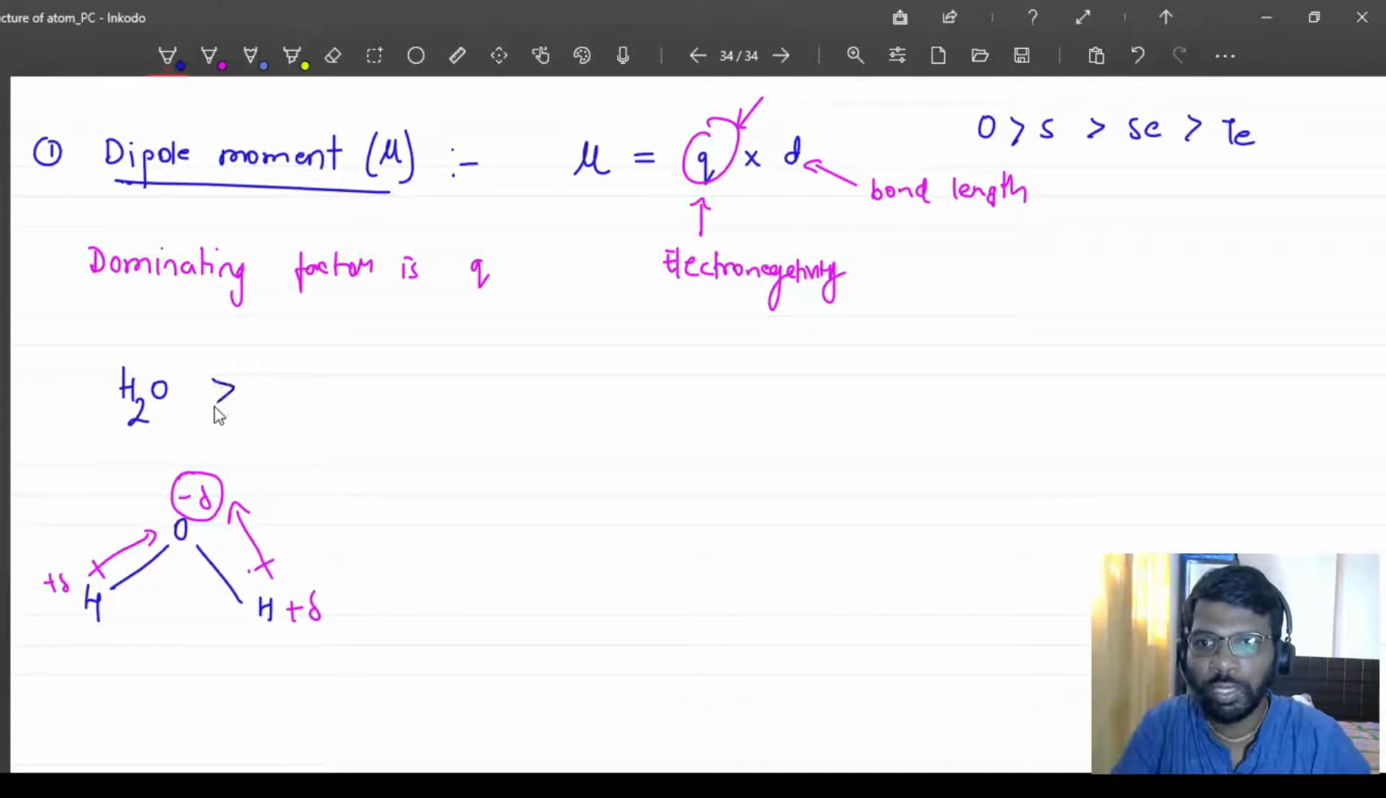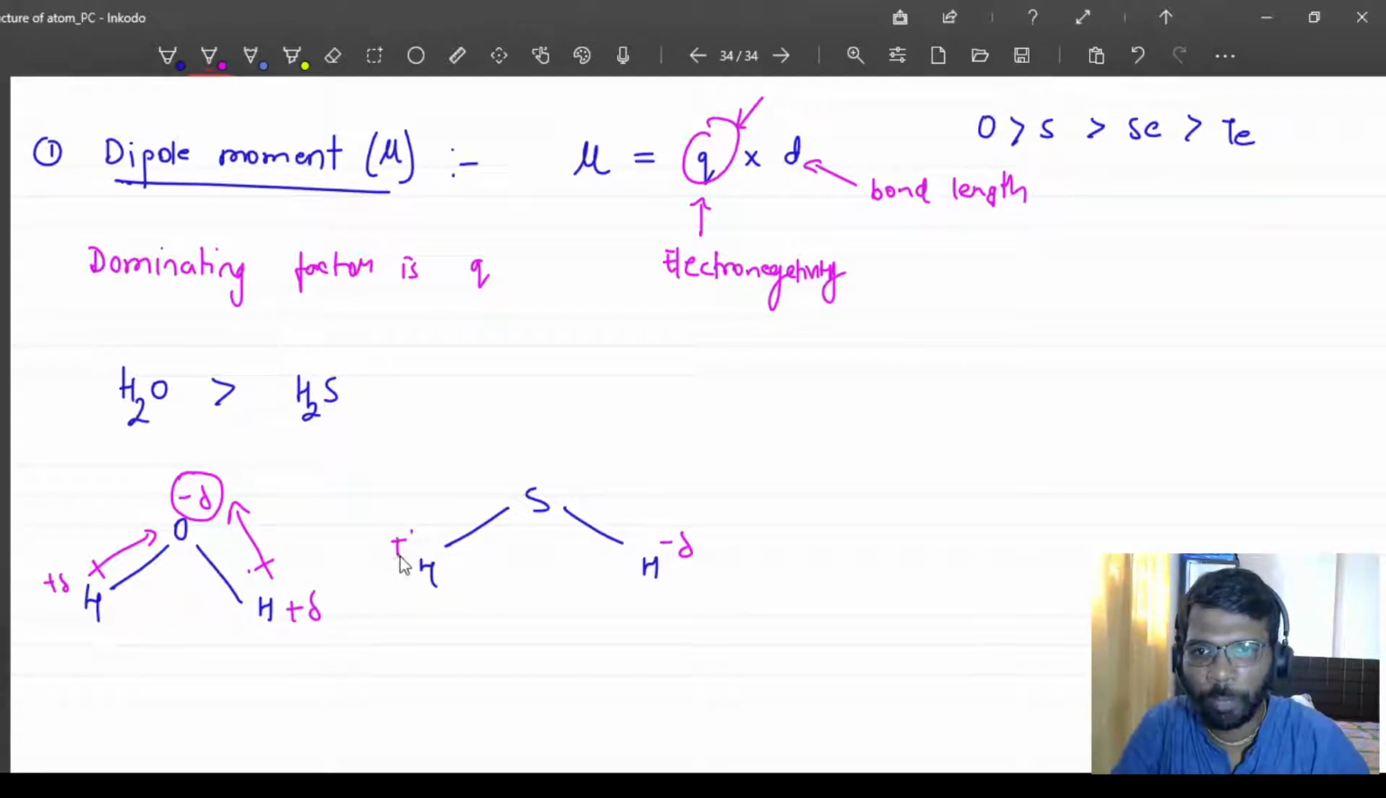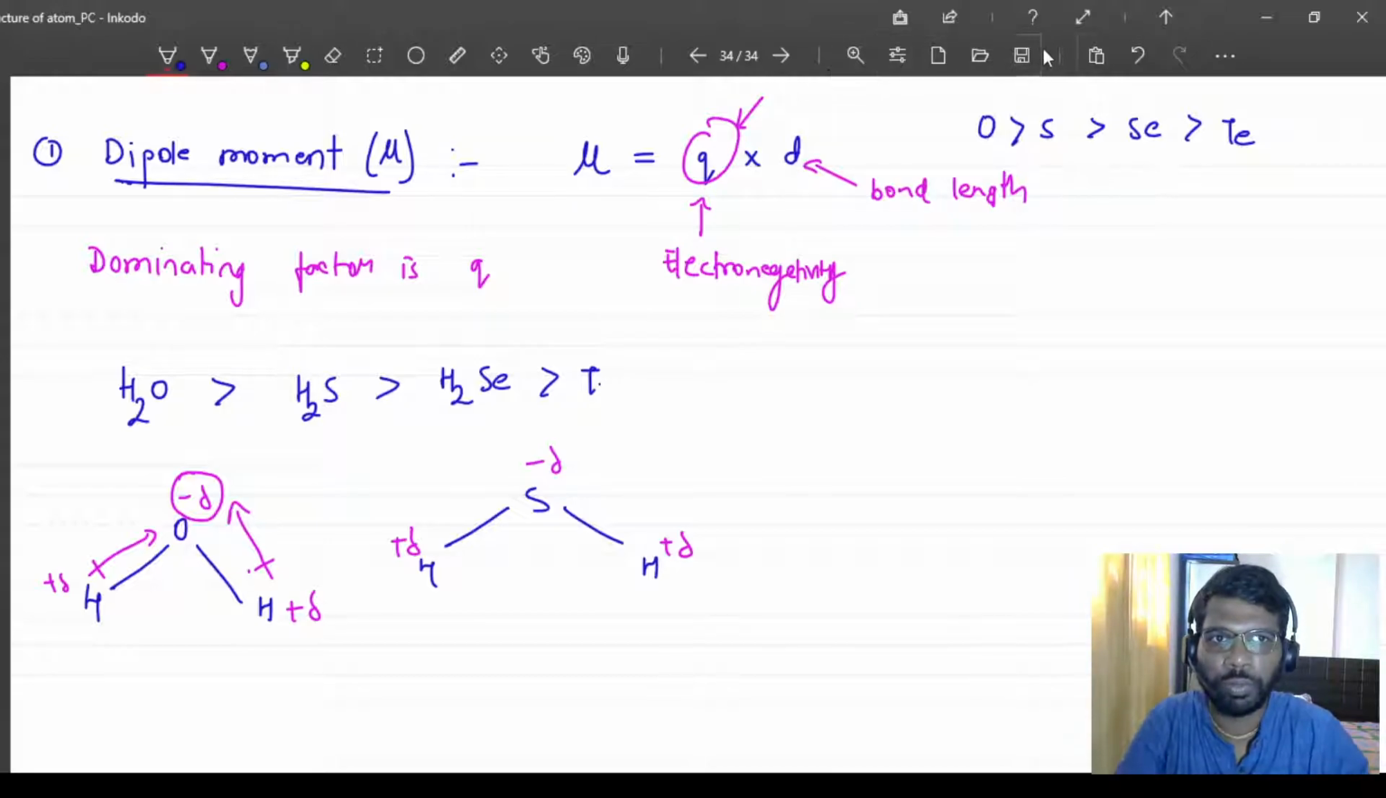So H2O, then H2S, with sulfur and hydrogens, same as water: the hydrogens are partially positive and the sulfur is partially negative. But the charge separation will be comparatively less than that of water, and less again for the subsequent elements. So H2S, then H2Se, and H2Te. This will be the order of the dipole moment.